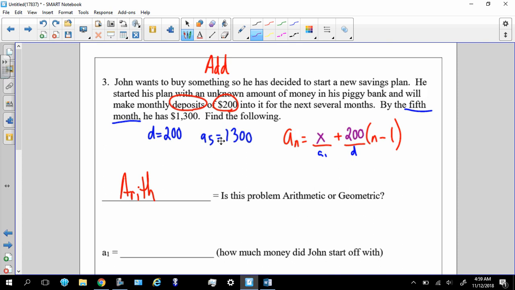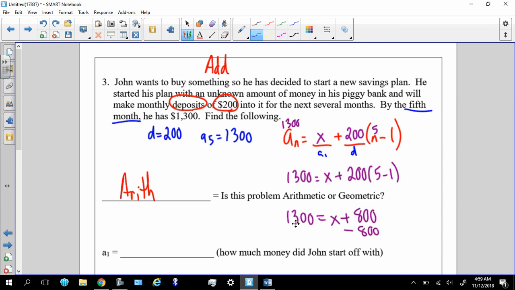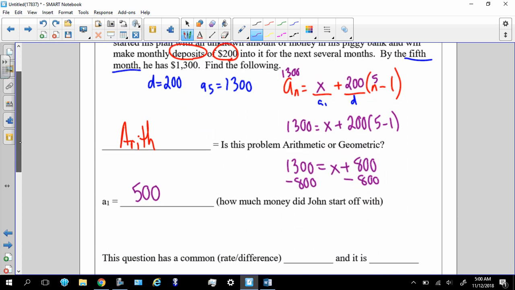So again, we're going to take A of 5, we're going to take 1300, and put it there. We're going to put 5 there. So 1300 is equal to x plus 200 times 5 minus 1. All right. So 1300 is equal to x plus 800. Subtract 800 from both sides. I can go ahead and just answer this question because I was right on it. How much money did John start off with? He started with $500.